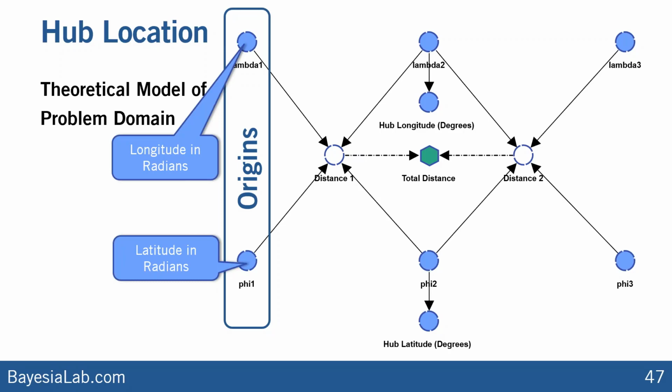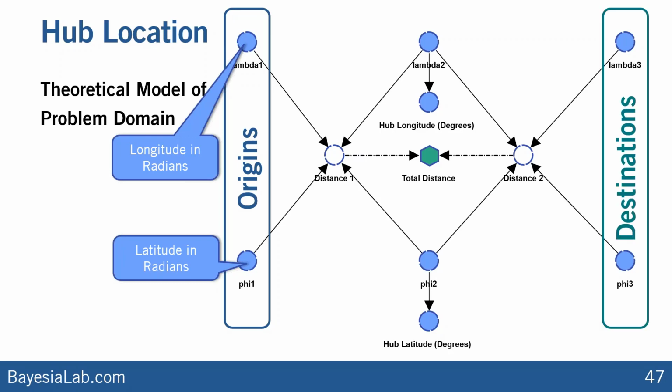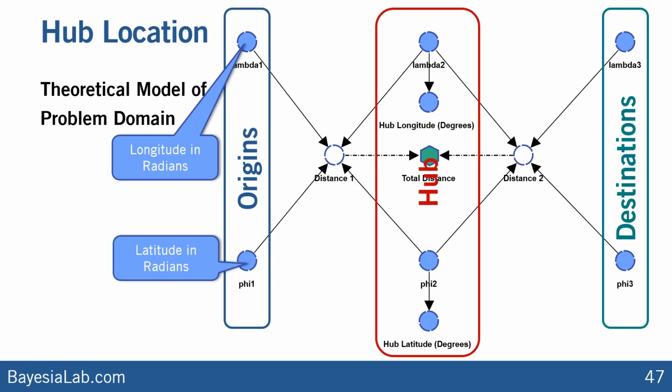And I've used lambda and phi simply to follow the convention of the formulas that we're going to subsequently use. So it will just make it easier when you compare the variables here to the formulas you find in textbooks. Also important here, we're now looking at longitude and latitude in radians as opposed to in degrees. Again, following convention, it makes the formula a little bit easier to manage. So that's origin. We have the same for destinations, again, coordinates in radians. And in the middle, we have the hub.